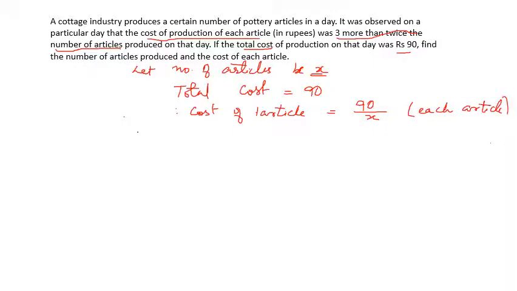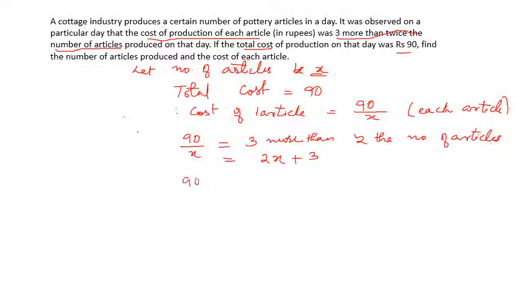It is given that cost of production of one article, that is 90 by x, is equal to 3 more than twice the number of articles. Twice, 2 times the number of articles. Now number of articles we have taken as x. So we get this is equal to 2 into x plus 3. So we get 90 by x is equal to 2x plus 3. You cross multiply, so you'll get 2x square plus 3x minus 90 is equal to 0.